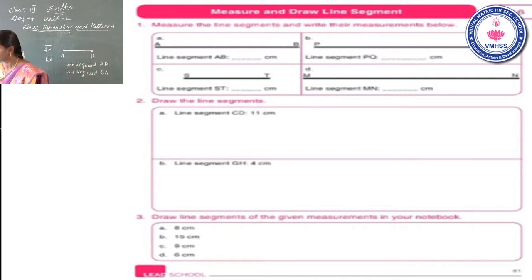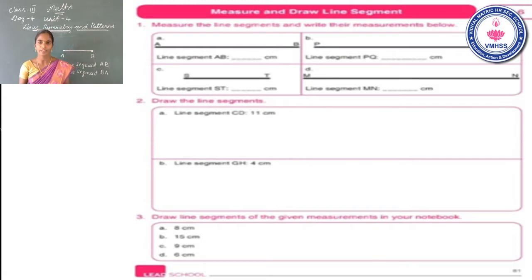Children, worksheet number 6. All of you take your worksheet, page number 81, worksheet number 6. Take it fast. Children, I am giving 10 seconds. 1, 2, 3, 4, 5, 6, 7, 8, 9, 10.